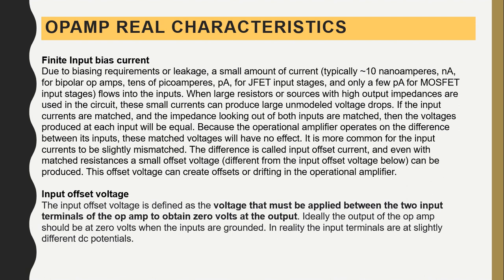And another one, input offset voltage. The input offset voltage is defined as the voltage that must be applied between the two terminals of an op-amp to obtain 0 volts at the output. Ideally, the output of an op-amp should be 0 volts when the inputs are grounded. In reality, input terminals are at slightly different DC potentials.